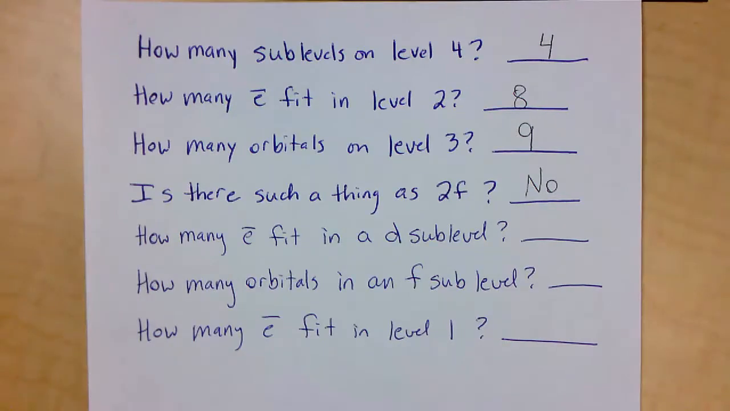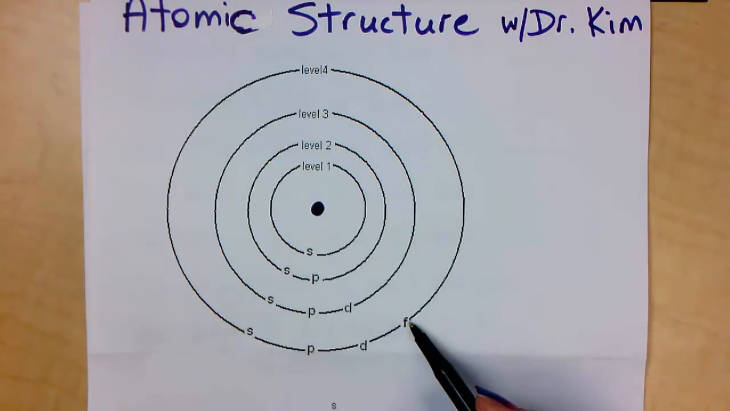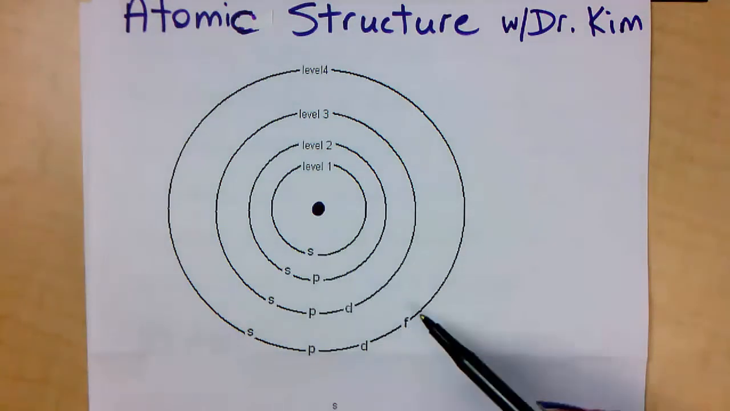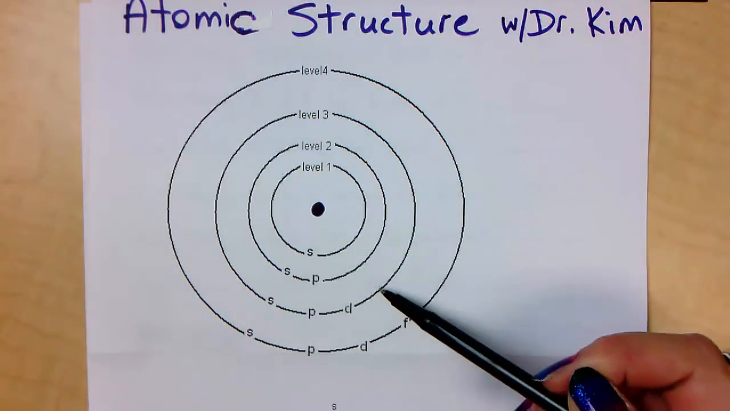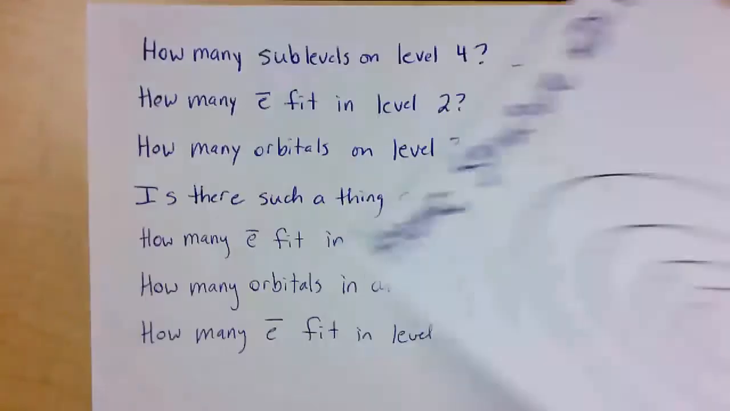The F's don't start till what level? Where do we see an F? Yeah, we don't see an F until we get to level 4. So there's no such thing as a 1F, a 2F, a 3F. We start F's at the 4th level.